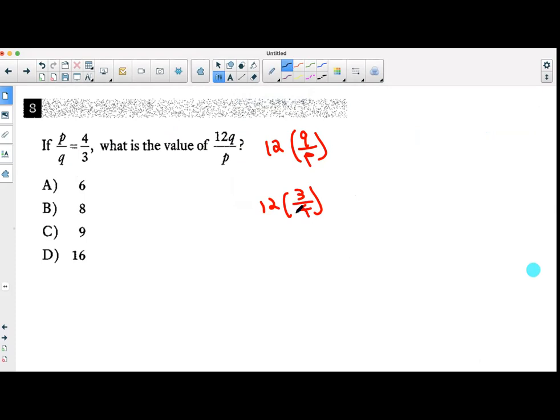Can you see that? Then 4 cancels out with 12, gets you 3. So 3 times 3, which becomes 9. So 9 becomes the answer. That's how we can approach this question. All right, let's look at number 9 then.